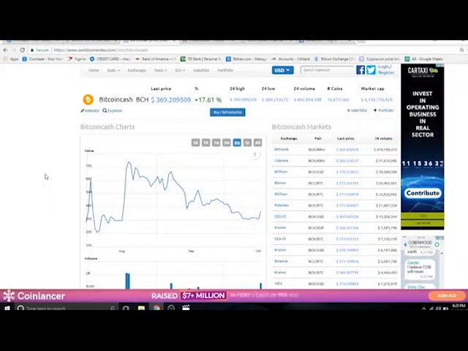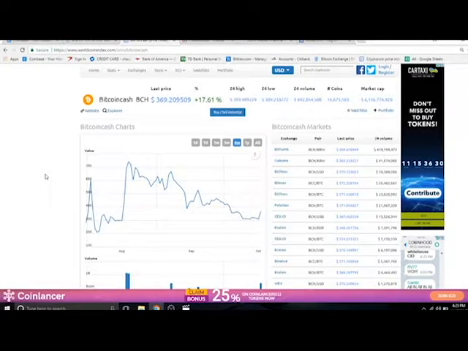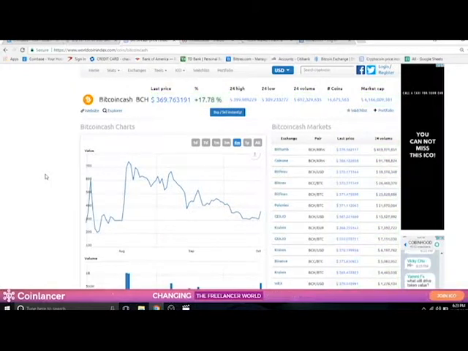And for the big trades, if you want to just store your money somewhere safe, I would say trust one of the big three: Ethereum, Bitcoin, and Litecoin. And yeah, that's about it.